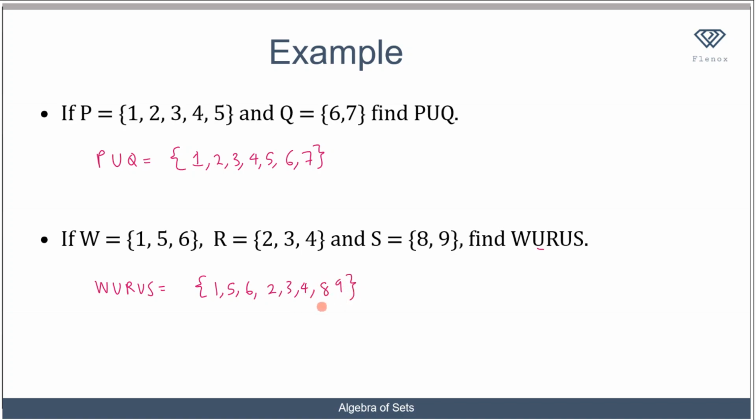And if you wish, you can rearrange the elements in either ascending or descending order. So you have {1, 2, 3, 4, 5, 6, 8, 9}. But rearranging is optional, and you get the basic idea of union of a set. You just combine the elements that are within those sets.